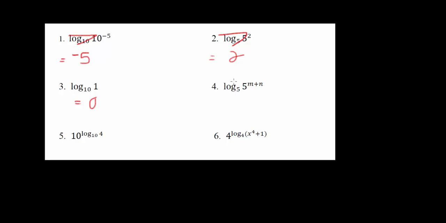And here we have the logarithm of 5 to the power of m plus n base 5. That logarithm of 5 and its base of 5 cancel, and you're just left with m plus n. Now here we have a base of 10 raised to the power of a logarithm of 4 base 10, and that exponential and the logarithm and its power have the same base, and you're just left with 4. And the same thing right here. The exponential and the logarithm and its power have the same base, so you're left with x to the 4th plus 1.